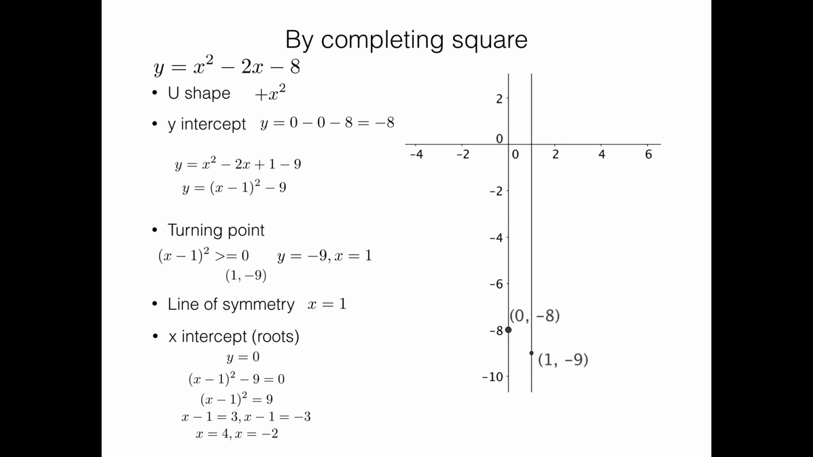We make y equal to 0. By completing the square, we know that (x minus 1) squared minus 9 equals 0. (x minus 1) squared equals 9. So x minus 1 equals 3, or x minus 1 equals negative 3. x equals 4, or x equals negative 2. So the two x-intercepts are x equals 4 and x equals negative 2.